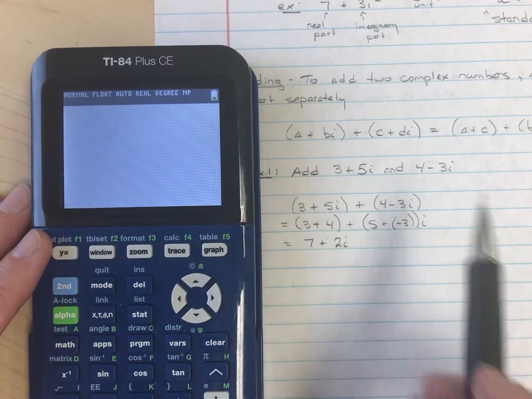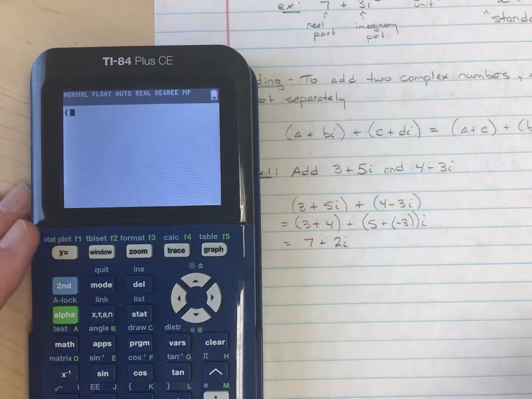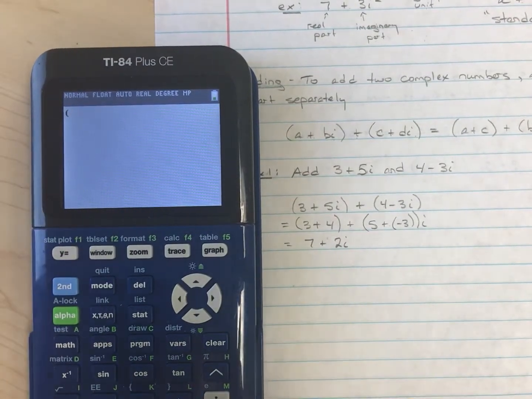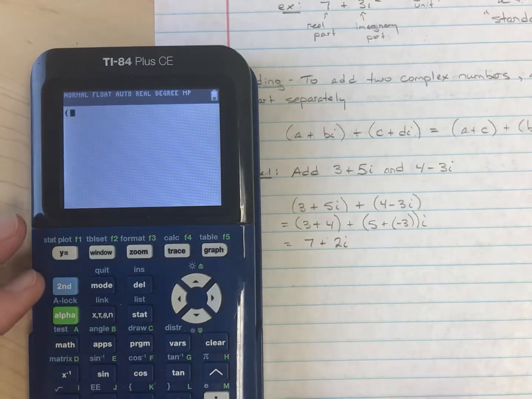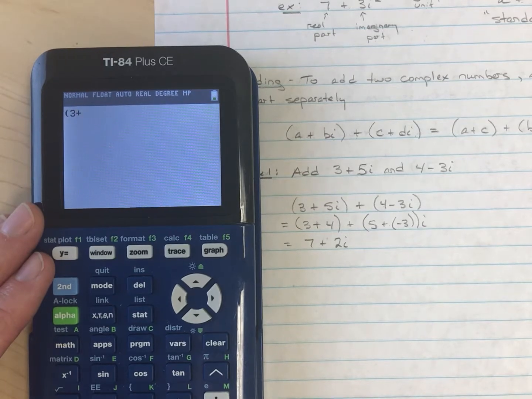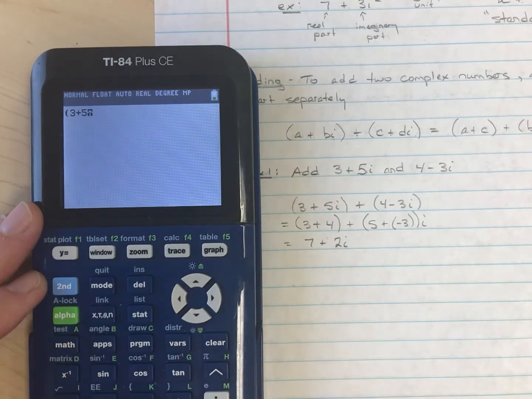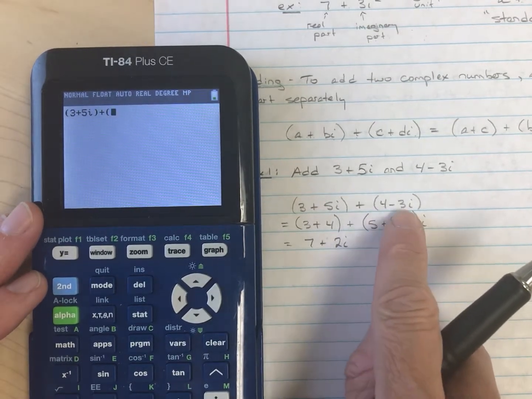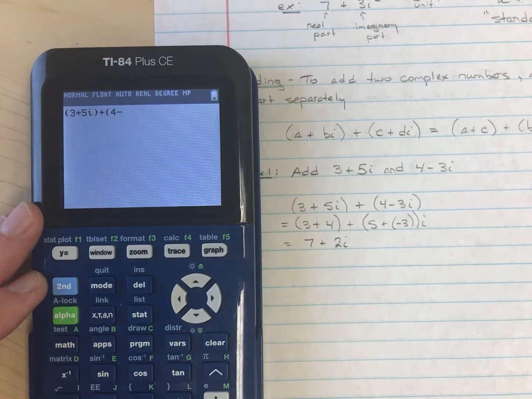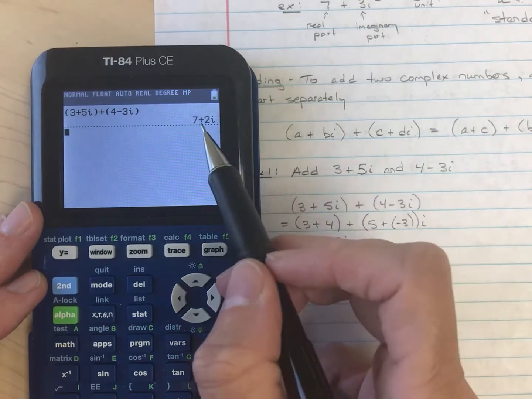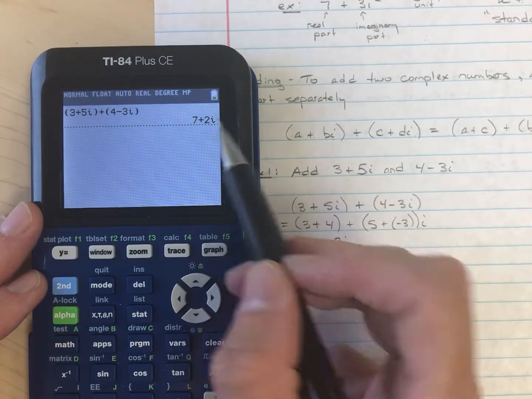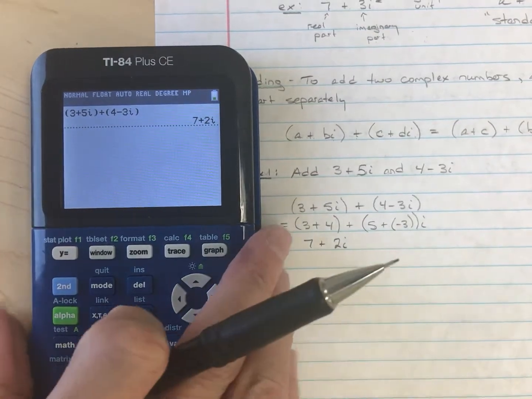Let's see here. 3 plus 5i. I'm going to use parentheses just to make sure that this is one complex number and then the second complex number. I don't think it matters, but I'm going to do it anyway. 3 plus 5, second key to get the i. So there's 3 plus 5i. And I want to add that to, I'll use parentheses again, 4 minus 3i. And I'll press enter, and there you have it, confirming it's 7 plus 2i, just like we have here.